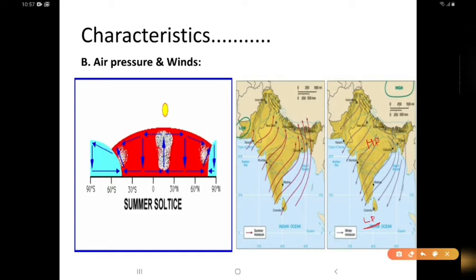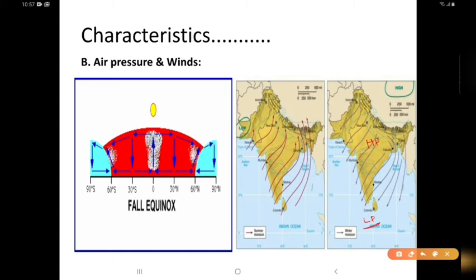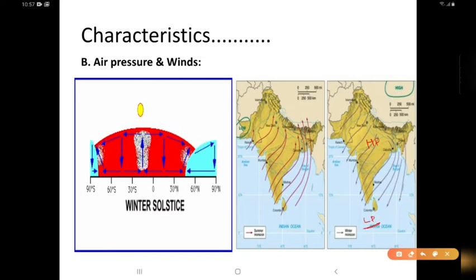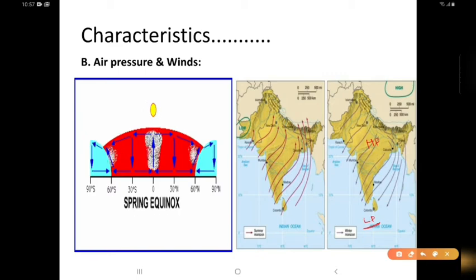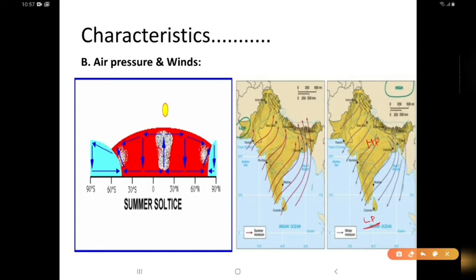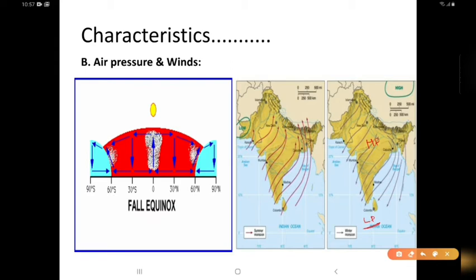This wind system having northeast direction is called the winter monsoon, which is nothing more than the re-establishment of northeast trade winds, which are displaced during summer seasons due to northward shifting or movement of ITCZ, that is the Intertropical Convergence Zone.